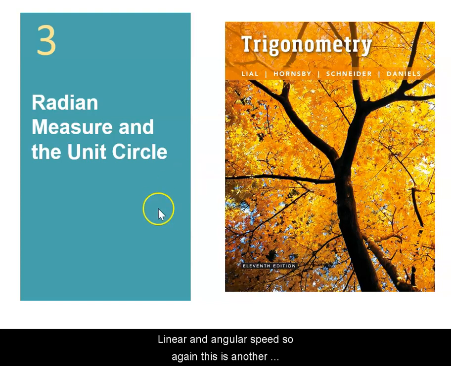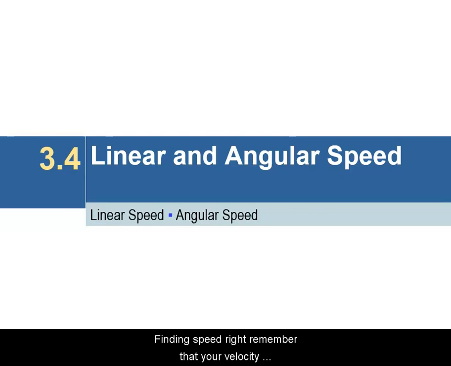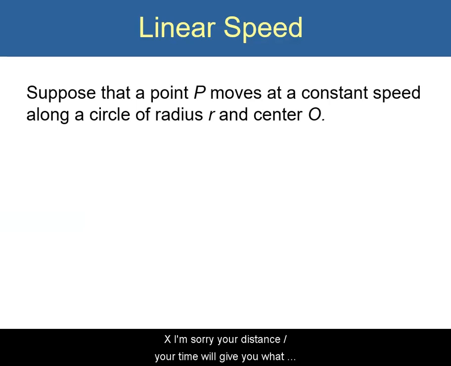So again, this is another application of some of our arc length that we've been talking about. We're going to use this in conjunction with finding speed, right? So remember that your velocity, your distance divided by your time, will give you what your speed is. Okay, so let's talk about what linear and angular speed are first, and we'll develop some formulas.